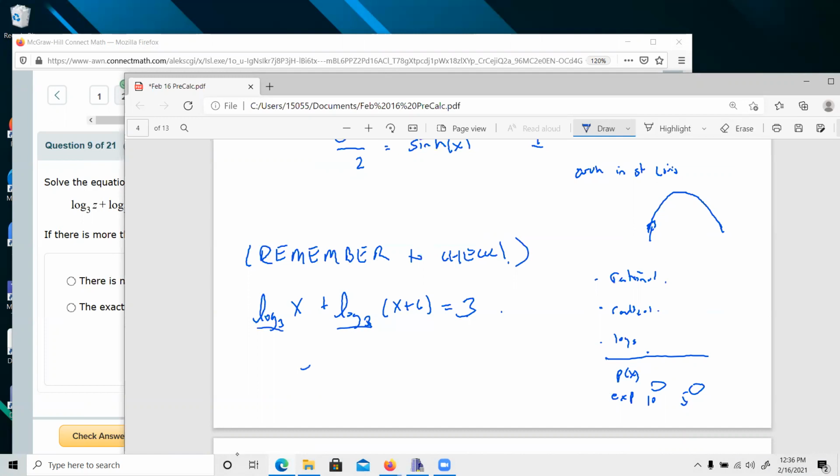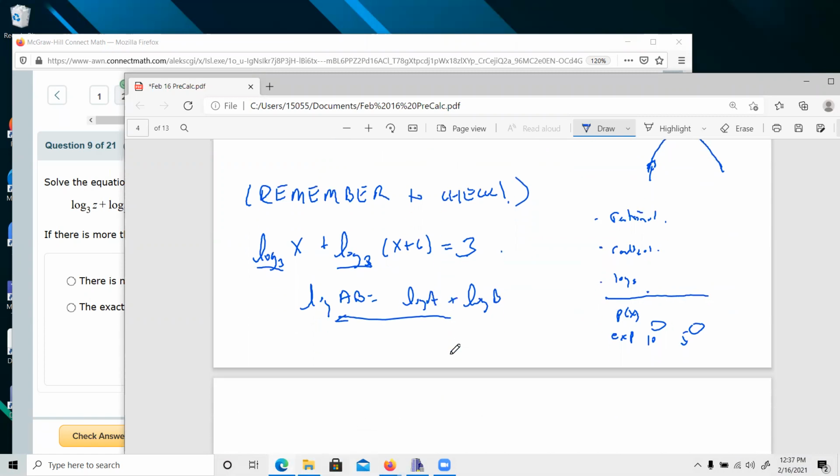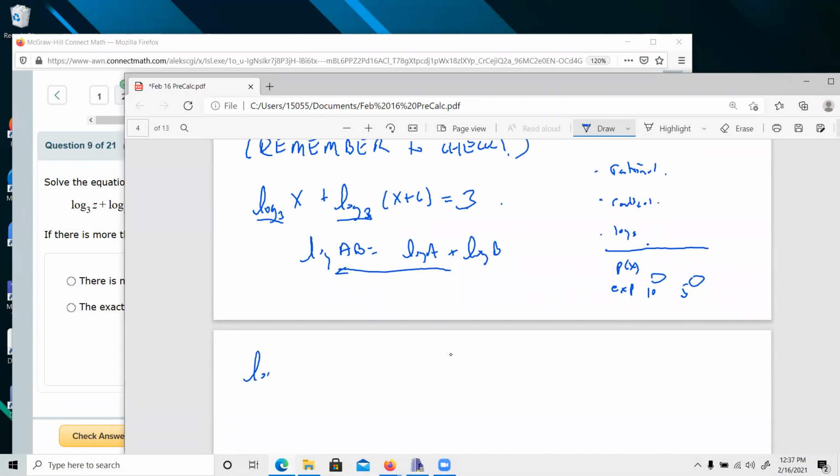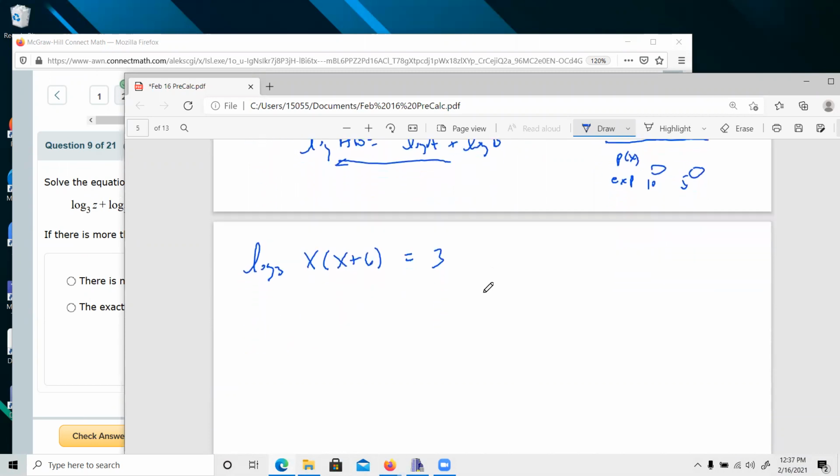So you have a rule about logarithms that says that log of AB is equal to the log of A plus the log of B. This equation works in that direction too. So what we're going to do here is say this is the log base 3 of x squared plus 6x is equal to 3. Allow me one moment to keep going for just a minute because I don't want to lose this.